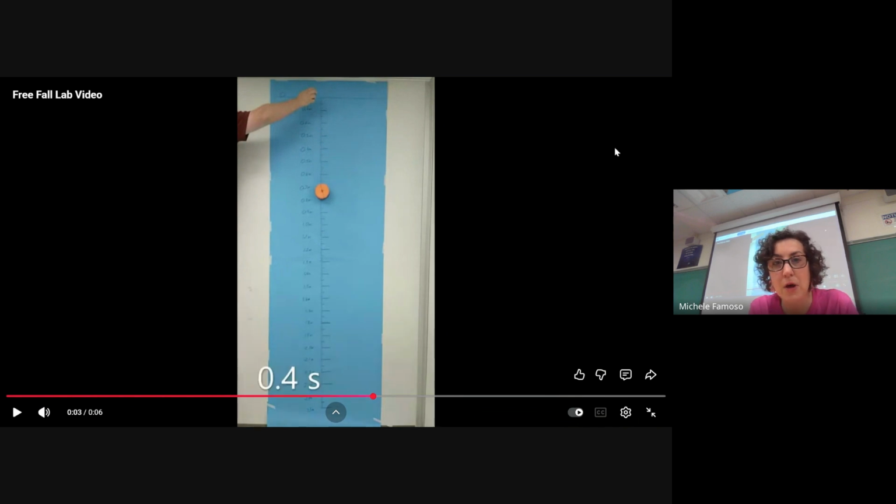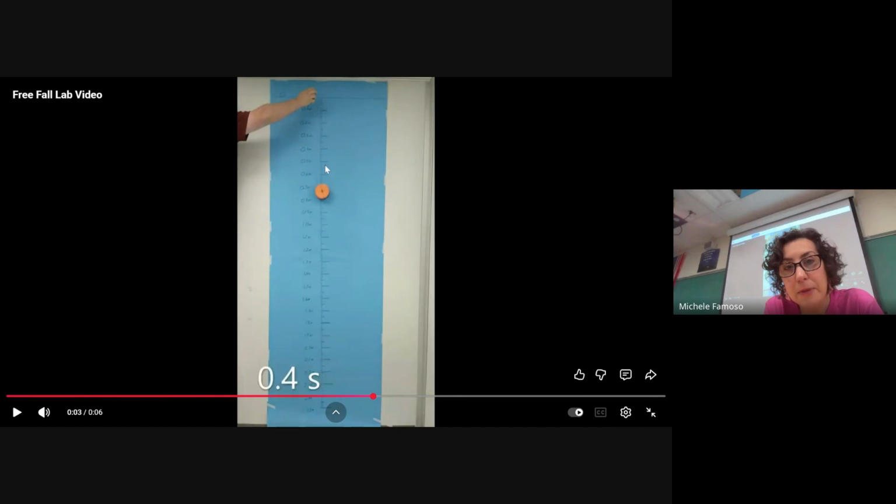There's 0.4. Okay, so let me try to help you out. This is 0.5. This is 0.6. This number here is 0.7. This one's 0.8. There is the line. Can you see my cursor at 0.8?